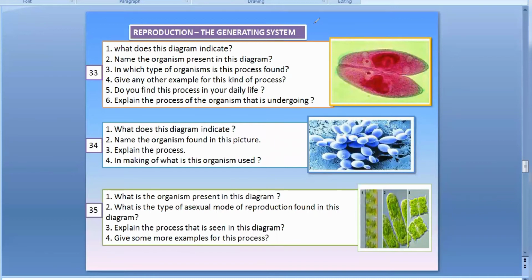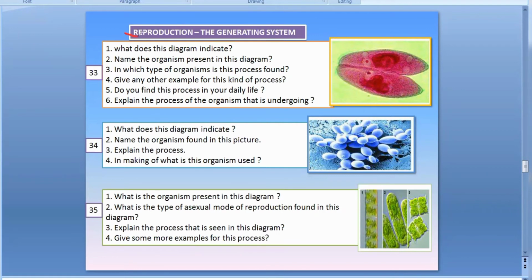Good morning, students. Today we are going to discuss the diagram-cum-activity based questions for 10th class biology, chapter 6, Reproduction and the Generative System.